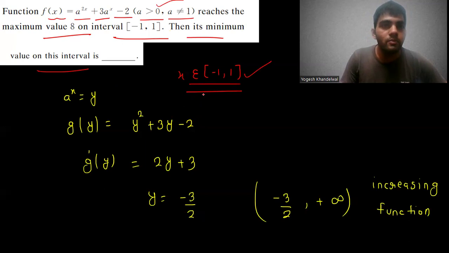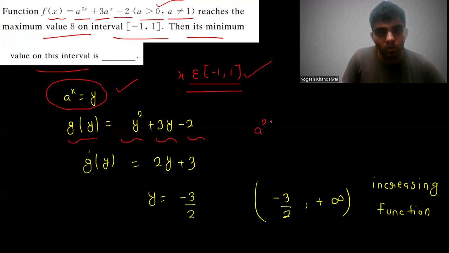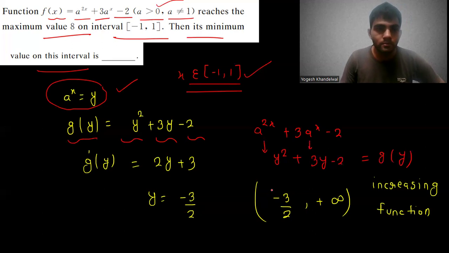So let's start. We assume a raised to power x is equal to y. If we replace a raised to power x by y, then we define a new function g of y, which becomes y square plus 3y minus 2. So a raised to power 2x plus 3 times a raised to power x minus 2: the first term becomes y square, and this term becomes 3y minus 2, and this new function is g of y.